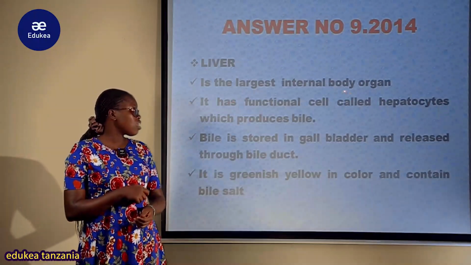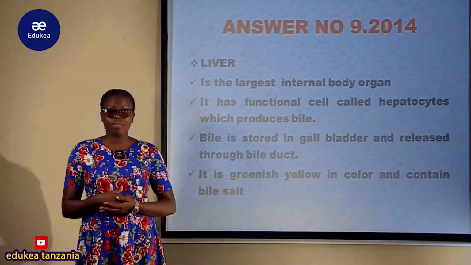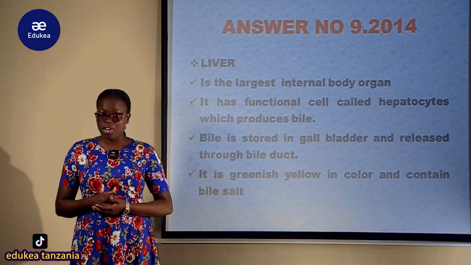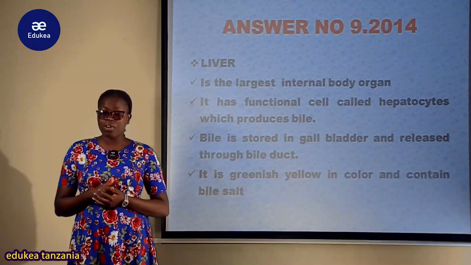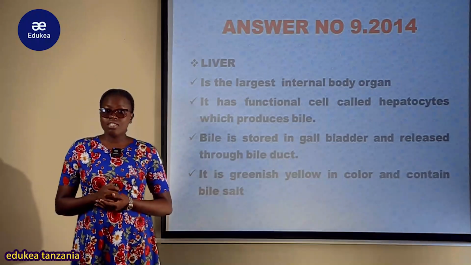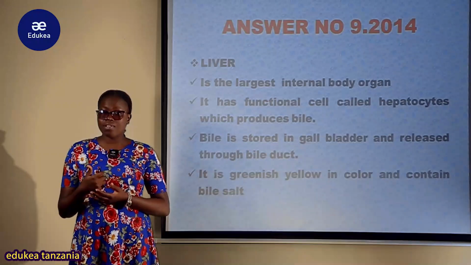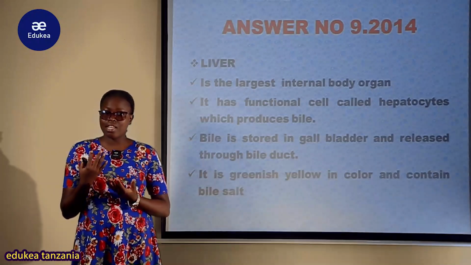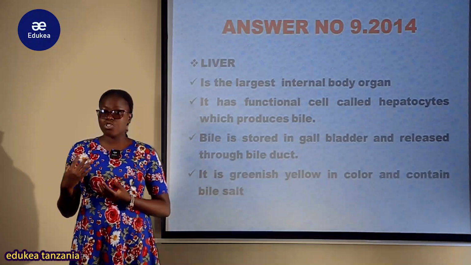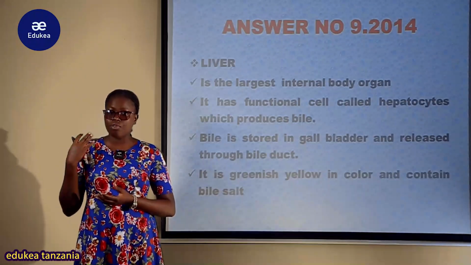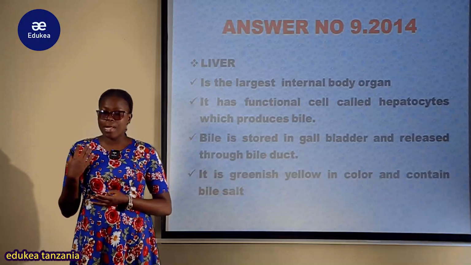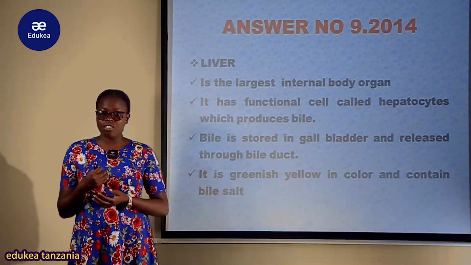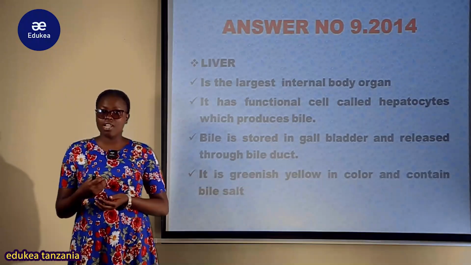It has functional cell called the hepatocyte which produce the bile. So this is one of the very crucial and important organ to the body of organism, and especially in the body of the human being. It tends to perform a variety of the function. Example we have seen in the blood sugar regulation, where the liver also functions in the role of reducing the amount of the blood sugar when the blood sugar rises above the normal, by converting it into glycogen where this glycogen is stored.